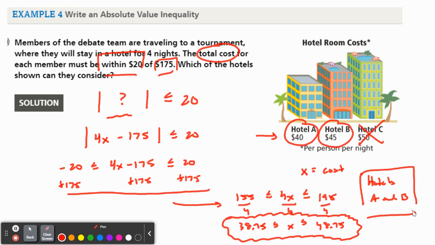And there you go. So again, absolute value and inequalities in general are great things to use when you don't know exactly what you want to spend, but you have a threshold, like this within $20.